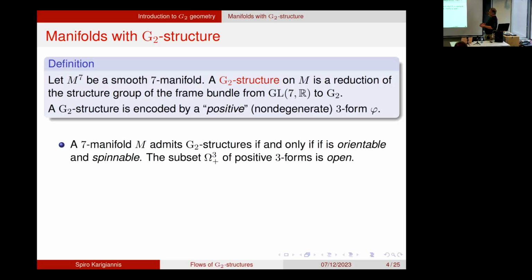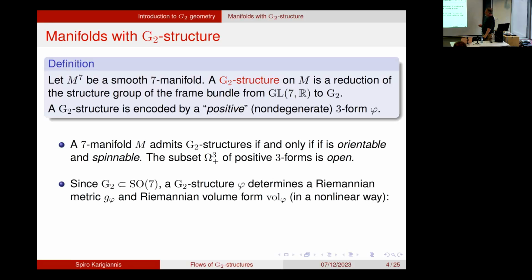And it's a fact that not all 7-manifolds have these reductions, but lots of them do. So the topological characterization of when a 7-manifold admits such a G2 structure is if and only if the first two Stiefel-Whitney classes vanish, so orientable and spinnable. And then if you have one, you have lots of them, because the set of these positive, non-degenerate 3-forms is open. So if you have one, you push it a little bit, it's still going to be non-degenerate.